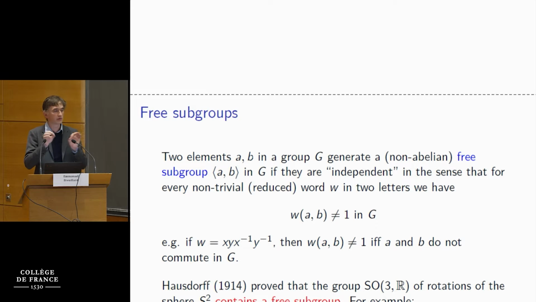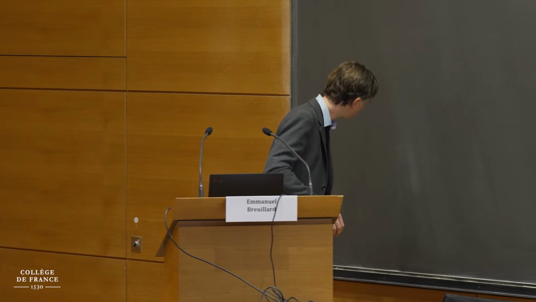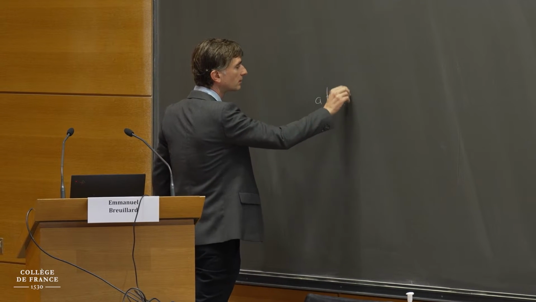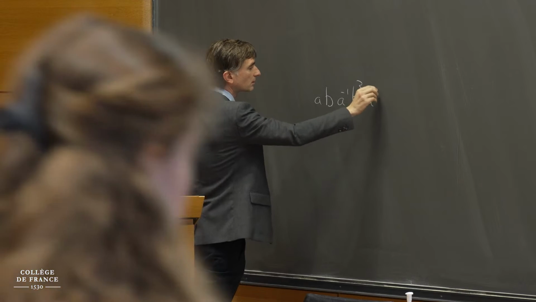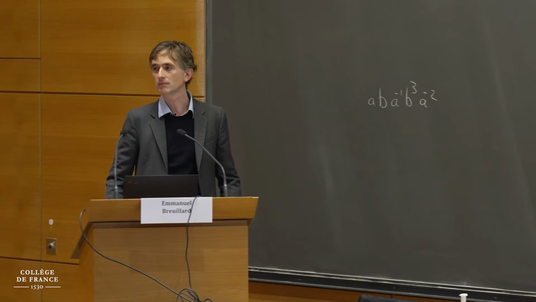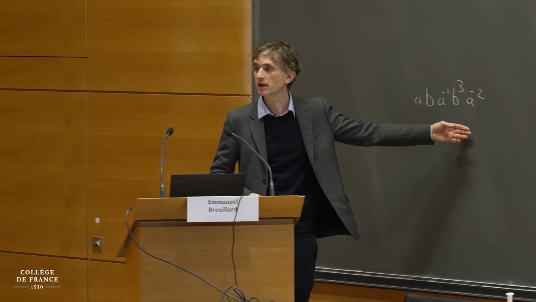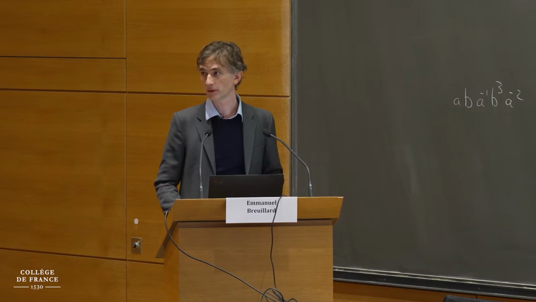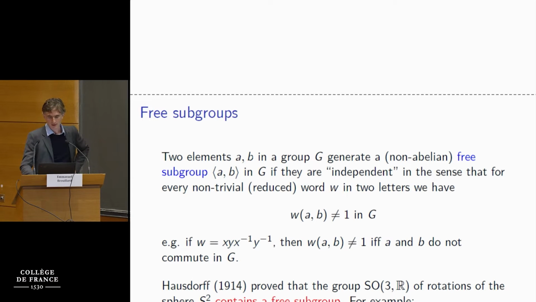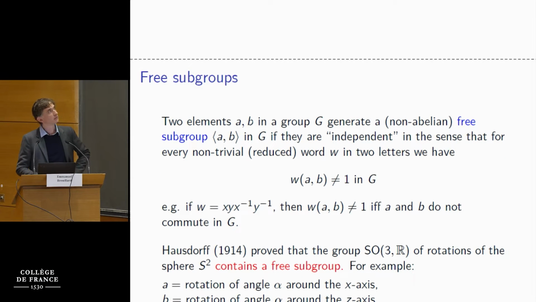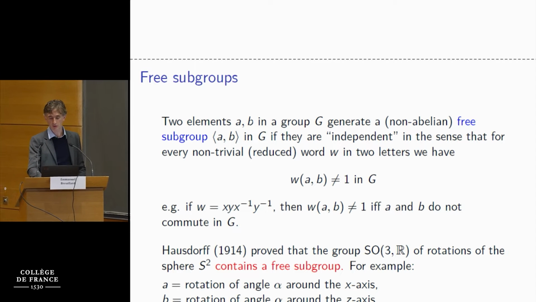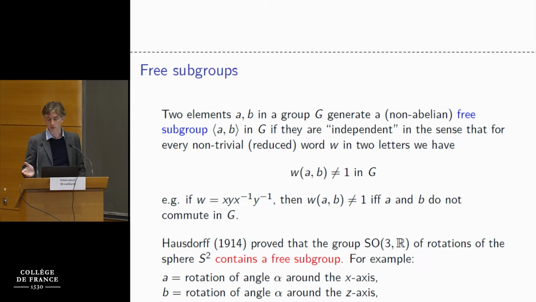So if you write a word in the free group in two letters, and there can be inverses, then this word is not the identity in the group. Then it's a free subgroup of G. For example, if you look at the commutator word x, y, x inverse, y inverse, then this word, when evaluated at A and B, is non-trivial if and only if A and B do not commute. This is very clear.